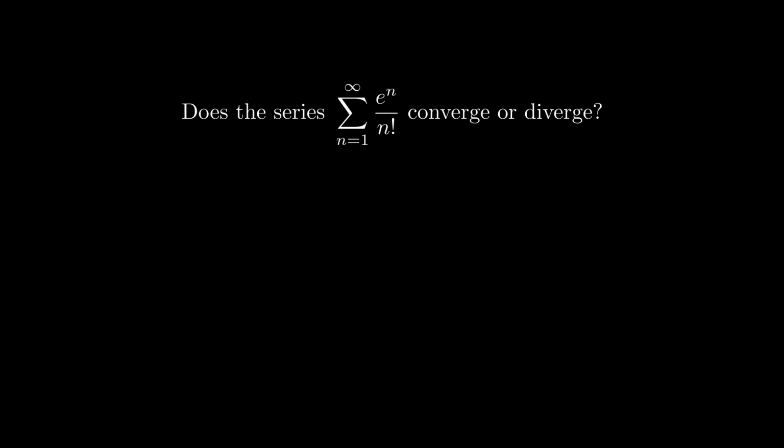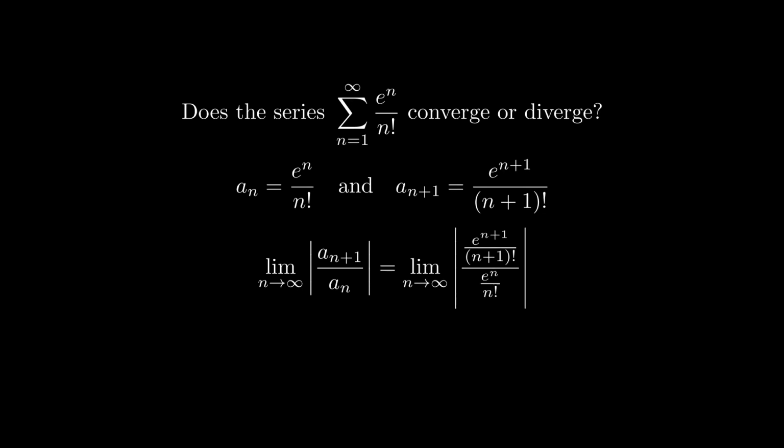Does this series, e to the power of n divided by n factorial, converge or diverge? Well, we know that A of n is e to the power of n divided by n factorial. So let's find A of n plus 1. We substitute n plus 1 for n, and we get e to the power of n plus 1 divided by n plus 1 factorial. Now we can find the limit as n approaches infinity of A of n plus 1 divided by A of n. We can see that most of the things cancel out. After canceling everything out, we're left with the limit as n approaches infinity of e divided by n plus 1. And as n is approaching a super high value, e divided by n plus 1 will be approaching 0.